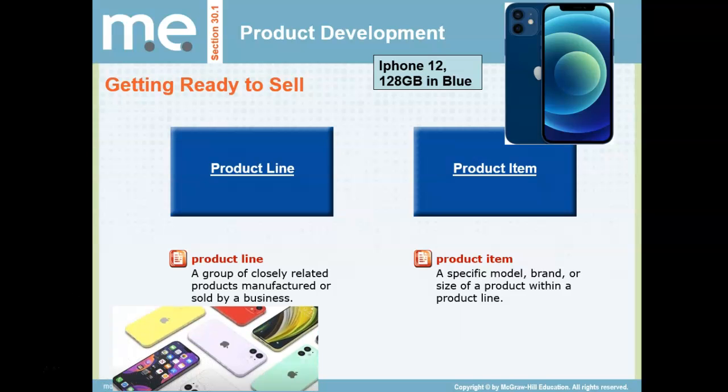So here's a couple examples for you. The product line could be Apple's iPhones here, and then the specific product item would be the iPhone 12 128 gigabyte in blue, and that would have its own set of identifiers specific to Apple for their internal systems, and they would use that to coordinate with all the cell phone companies, Verizon, AT&T, and so forth. But that would be the specific product item.